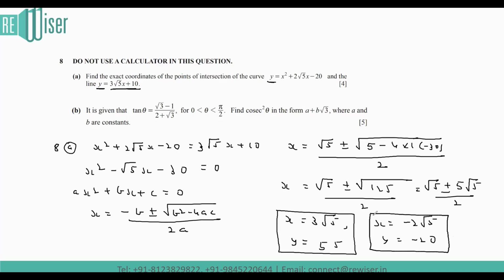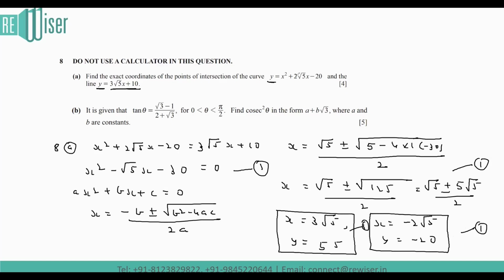Now, if I explain the marking scheme of this question, writing this equation correctly gets you 1 mark. Putting it into the correct formula gets you 1 mark, and 1 mark each for getting the set of answers correctly. That's how the marking scheme for this works.